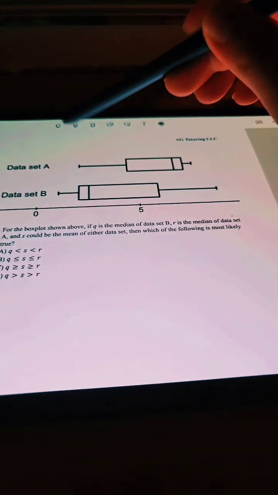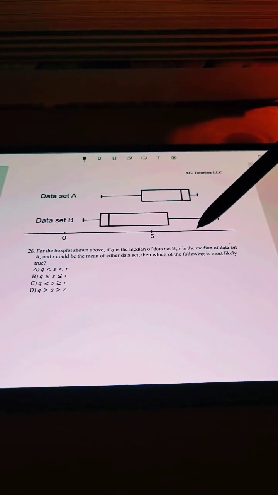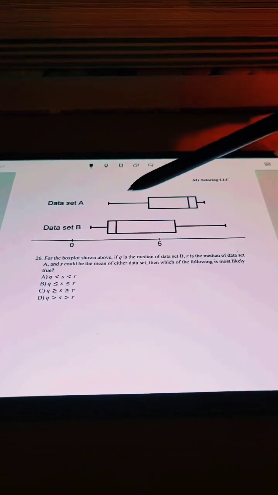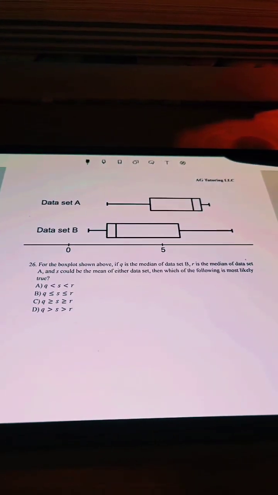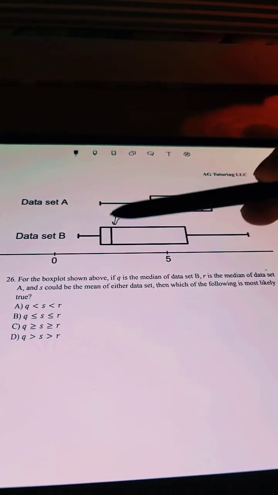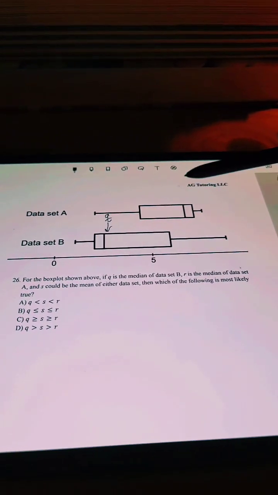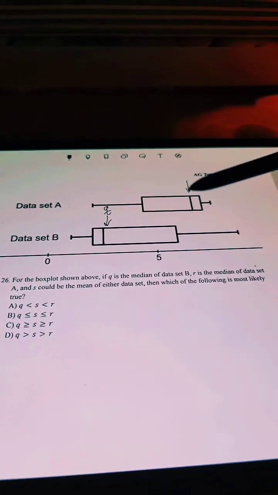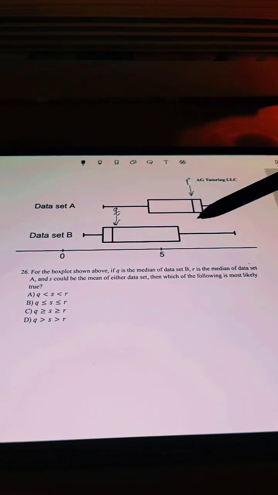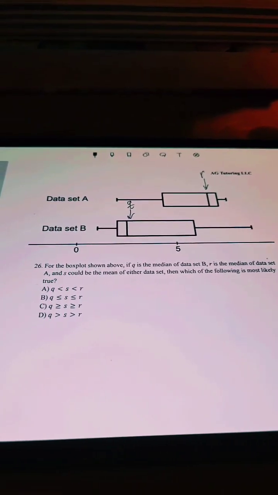So let's go to this one right here. For the box plot above, if Q is the median of dataset B, R is the median of dataset A, and S could be the mean of either dataset, then which of the following is most likely true? So let's start labeling this so that it's more helpful. Q is the median of dataset B, so this line inside the box is Q. And R is the median of dataset A, so this line right here is going to be R.